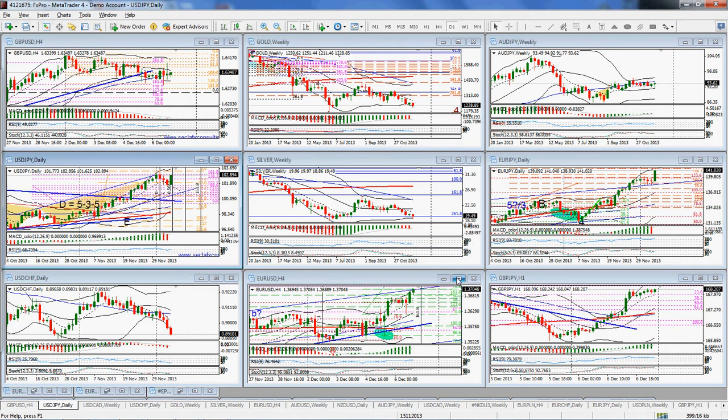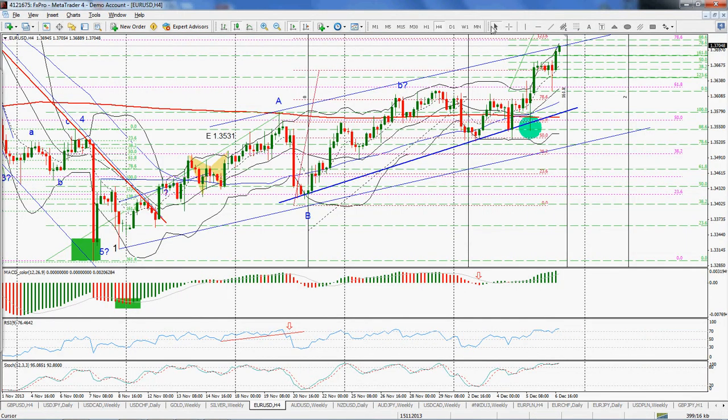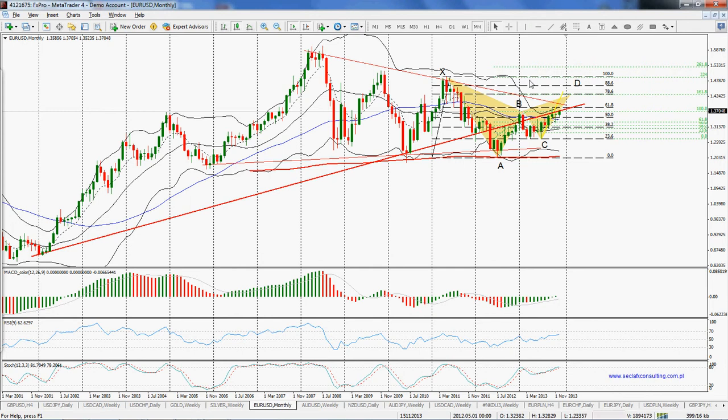We start with the Euro USD monthly chart. The monthly candle is currently a green candle. We are still below that support line, which is now a kind of resistance line as well, because the market will react to that line, or has already reacted.